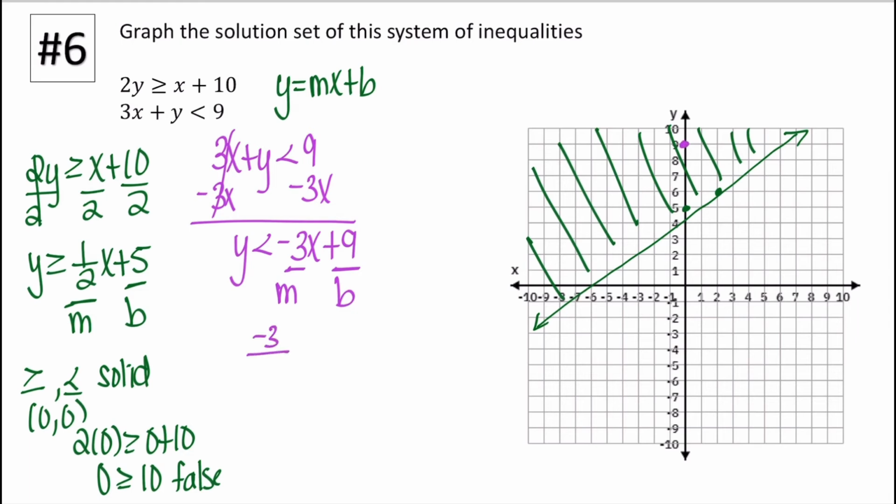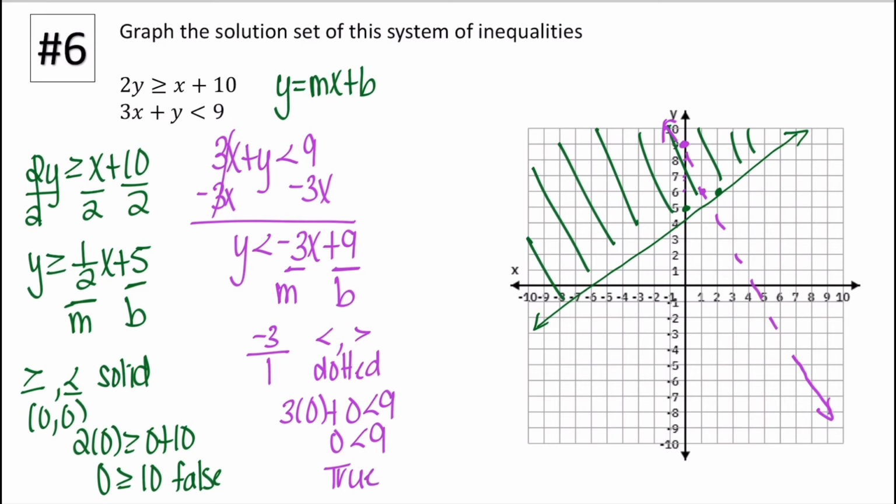And then negative 3 is negative 3 over 1, which means I go down 3, 1, 2, 3, and I go right 1. And then I'm going to connect these points with a dotted line, because if I have a less than or greater than sign, I need a dotted line. So I'm going to use a dotted line to connect these 2 points, and I need to figure out which side to shade. So I'm going to plug in 0, 0, which gives me 3 times 0 plus 0 is less than 9. So that says that 0 is less than 9, which is in fact true. So true means shade towards.